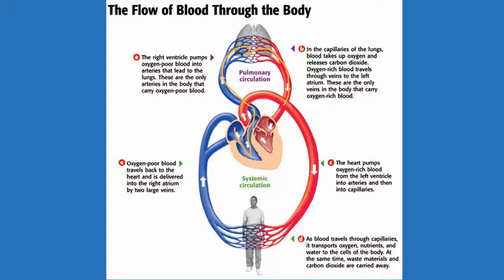Now it's oxygenated, goes to the left atrium, down the left ventricle, out of the heart, through the aorta, and it's going to travel to all of your body parts, and then the arteries are going to turn into capillaries. So at the cellular level, the blood is dropping off oxygen, dropping off water, it's dropping off nutrients, it's picking up carbon dioxide, it's picking up wastes, and then it takes it back up.